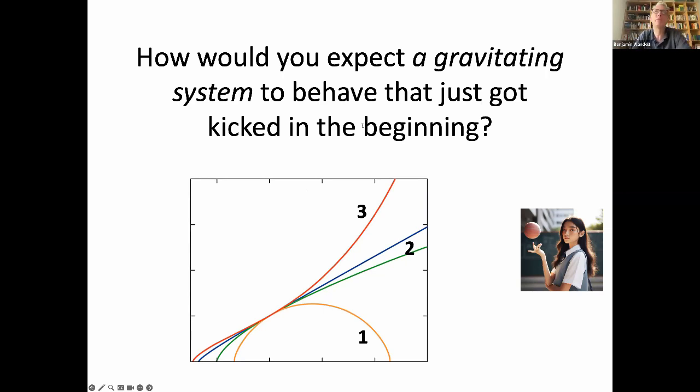Okay, lots of people give ones. All right, fine. I agree. That's totally the expectation. You would expect it to just go up and come back down, or maybe to leave, but nothing else. All right, let's see.